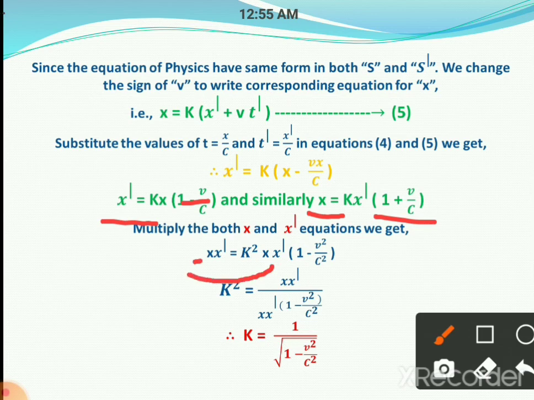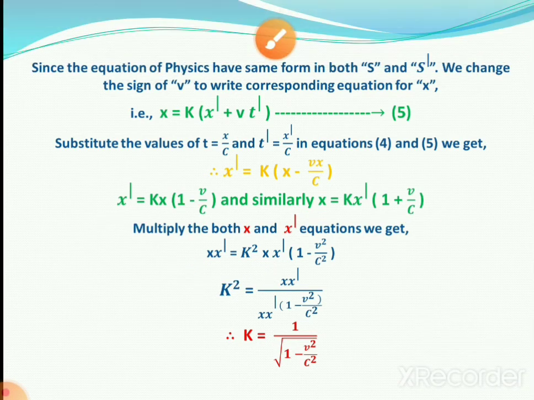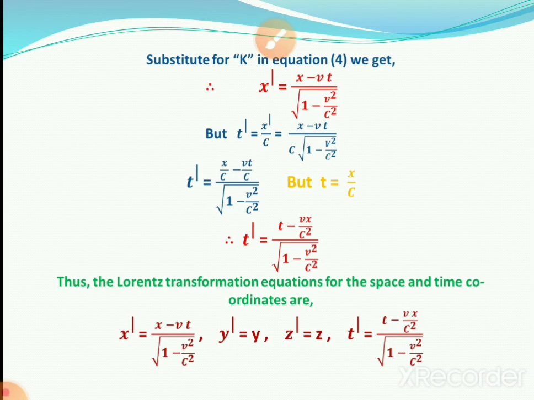So take this term to LHS. Therefore, rearrange the terms, we get k is equal to 1 divided by square root of 1 minus v square by c square. Therefore, substitute the value of k in the equation 4. We get x dash is equal to x minus vt divided by square root of 1 minus v square by c square. But we know that t dash is equal to x dash by c.